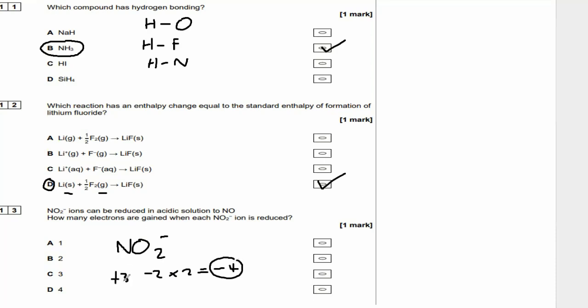Well, let's look at the oxidation states. In the nitrite ion, the oxidation state of nitrogen is +3. If we look at the NO molecule, we'll see that oxygen's always -2 unless it's with fluorine. That means that nitrogen must be +2. There's no overall charge, it's a neutral compound. So what's happened between the nitrogen in both of these molecules? Well, we can see that it was +3, but then it gained an electron to become +2, which means it's been reduced. How many electrons did it gain? It gained 1 electron. So the answer is A.